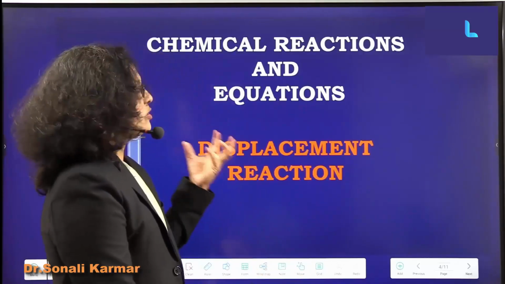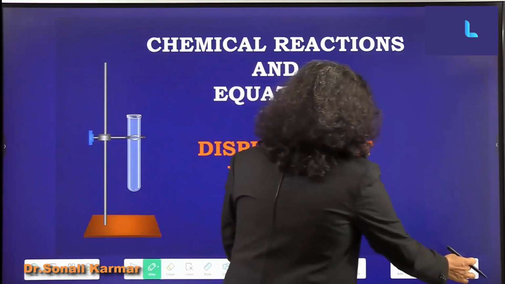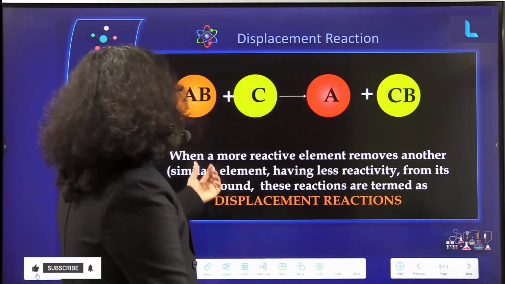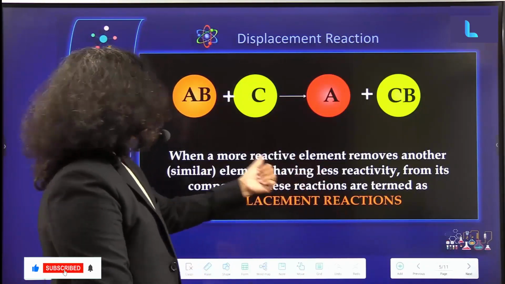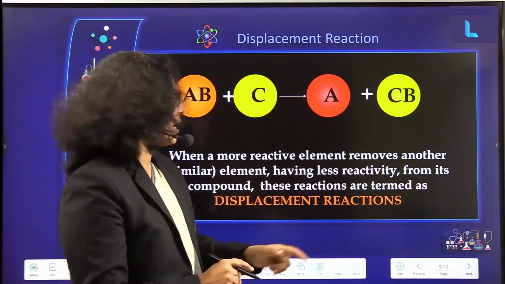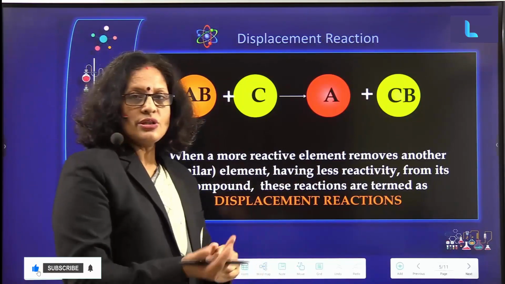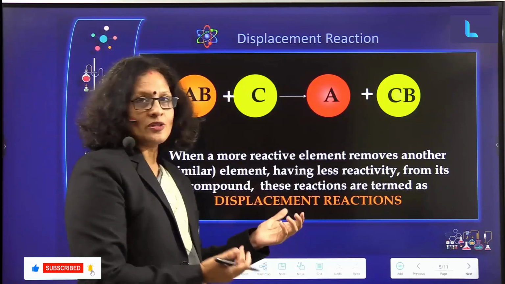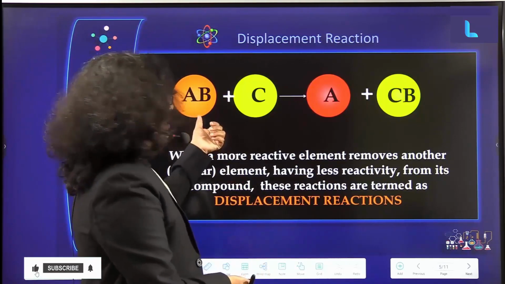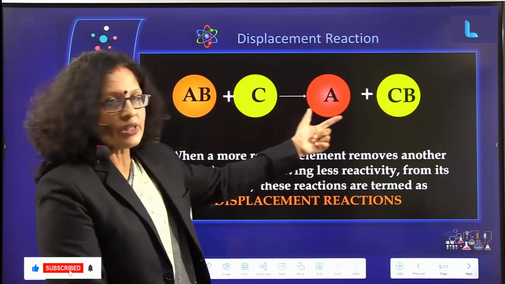Now what is called displacement reaction? A displacement reaction is when a more reactive element removes another element which is less reactive from its compound. These reactions are named displacement reactions. For example, AB plus C gives A plus CB.